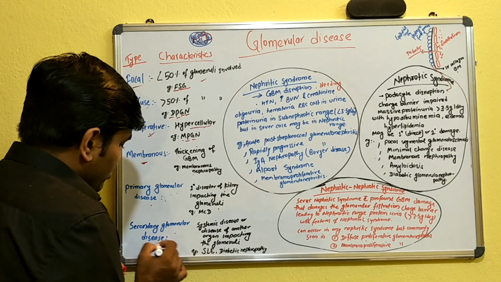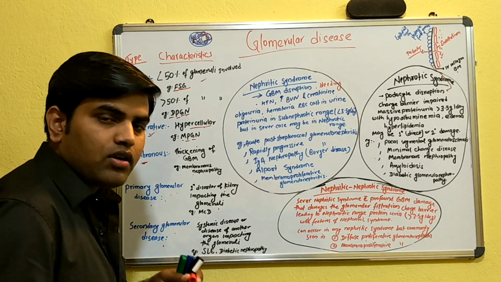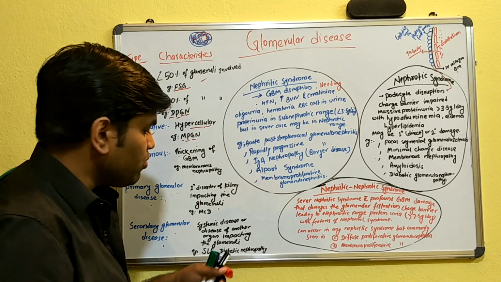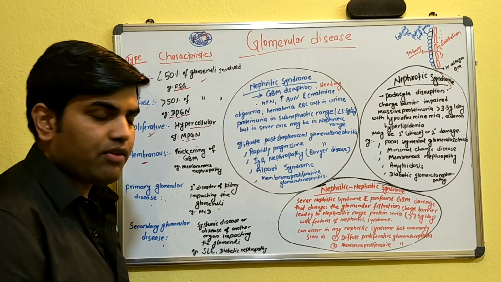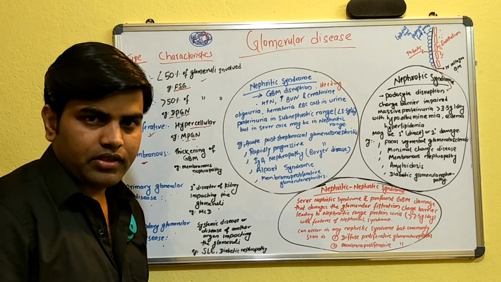Okay, and the secondary glomerular disease is the disease that has a systemic disease or a disease of another organ that impacts the glomeruli of your kidney, and the examples will be SLE and diabetic nephropathy.